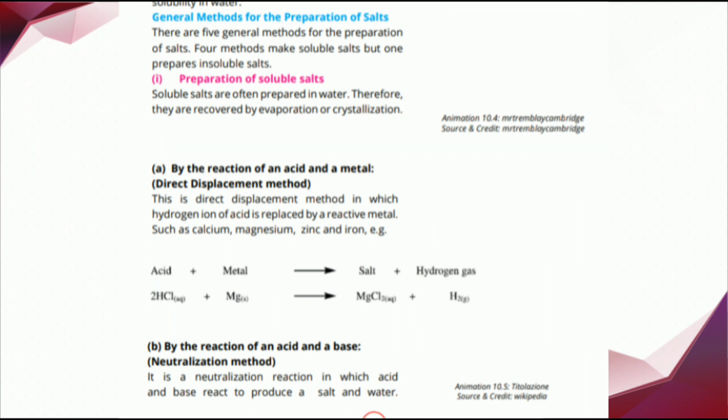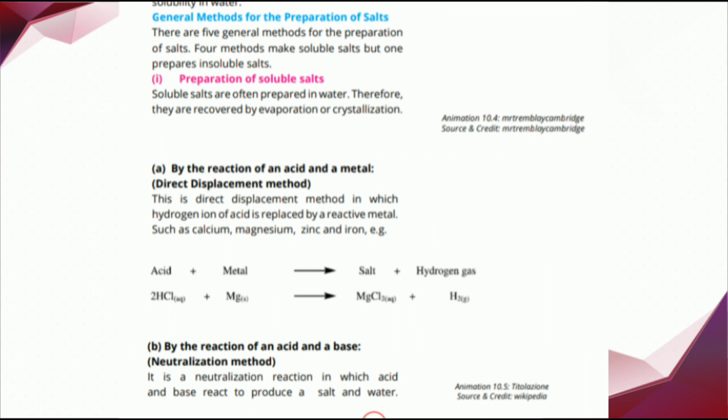When acid reacts with base, it produces salt and water. This salt is also dissolved in water. Third method, by the reaction of an acid with a metallic oxide. Mostly the insoluble metallic oxides react with dilute acid to form salt and water. Here acid is sulfuric acid, H2SO4. Insoluble metallic oxide is copper oxide. When both react with each other, they produce copper sulfate. Hydrogen is also replaced with copper in the sulfuric acid. Then CuSO4 plus H2O.